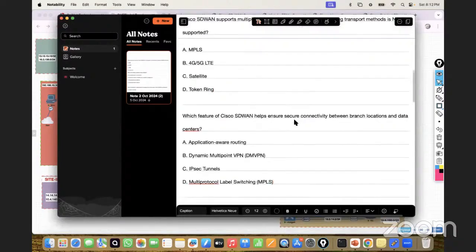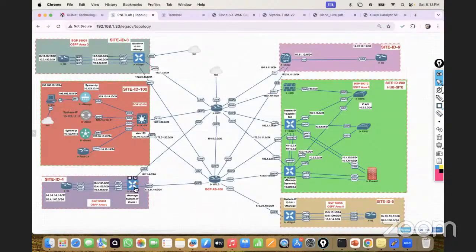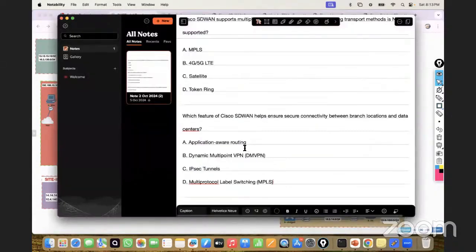So you guys tell me, which feature of the Cisco SD-WAN helps ensure secure connectivity between the branch locations? Meaning you have to refer to this topology. One branch is this, one branch is this. If I want to talk securely from this branch to this branch, which protocol is going to make this secure connectivity between these two branches? And here is your question. IPsec. IPsec tunnel.